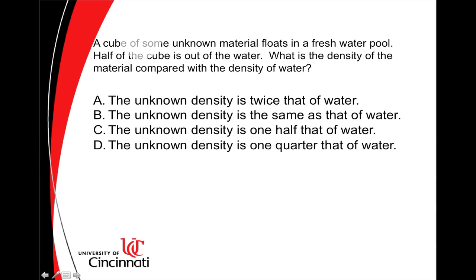The second one says, a cube of some unknown material floats in a freshwater pool, and half of the cube is out of the water. What is the density of the material compared with the density of the water? And it gives you various options.